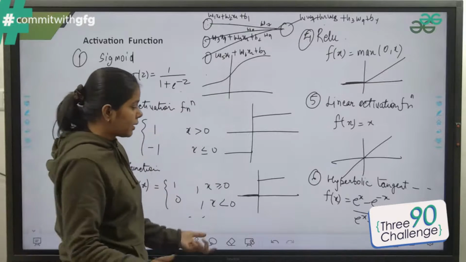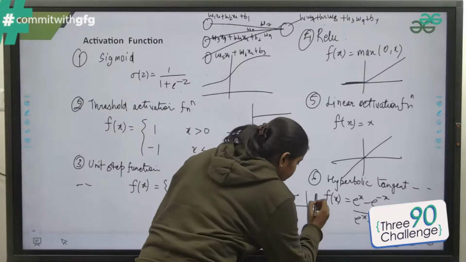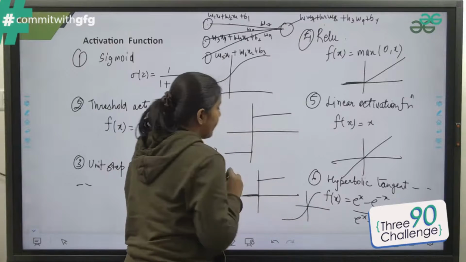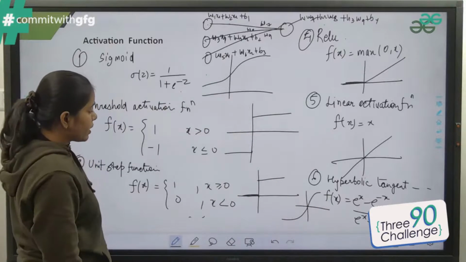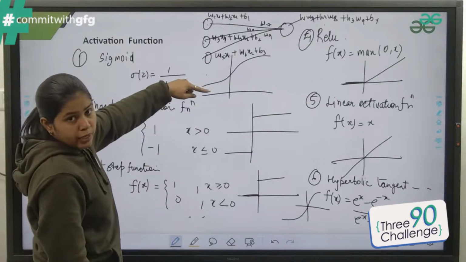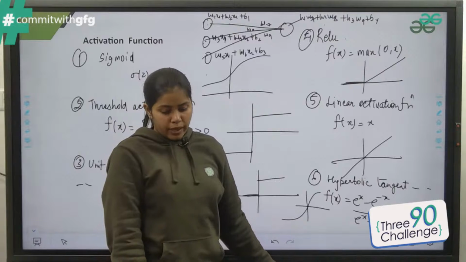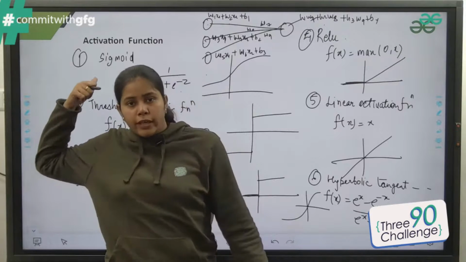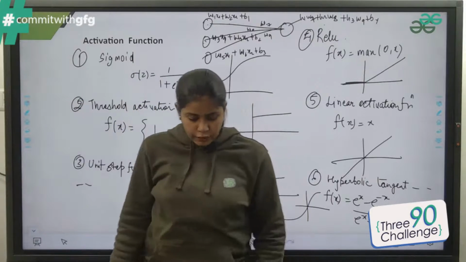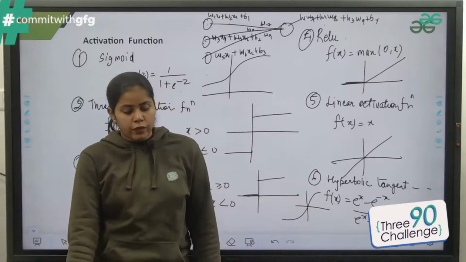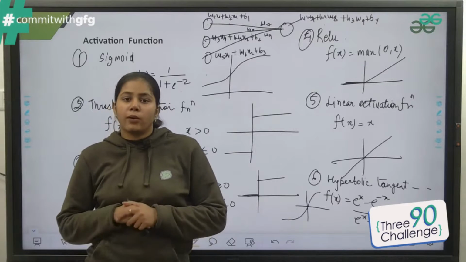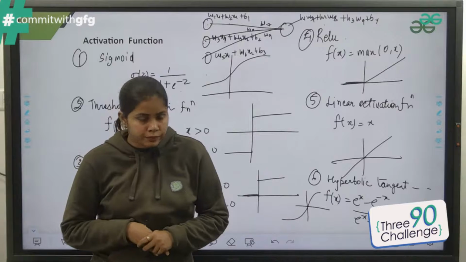And if you see the graph for this hyperbolic function, it would be something like that. The sigmoid function gives a value between 0 and 1. If I want a value between minus 1 and 1, instead of sigmoid I can use the hyperbolic tangent activation function. So these are the activation functions I have. I hope this is all clear to you.